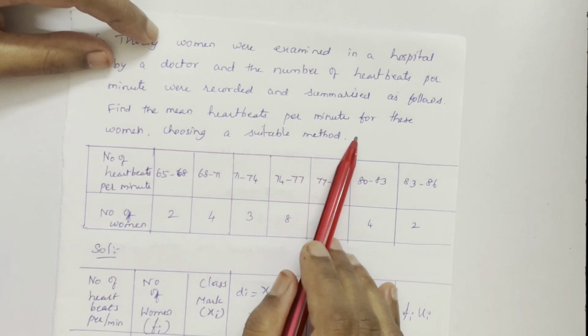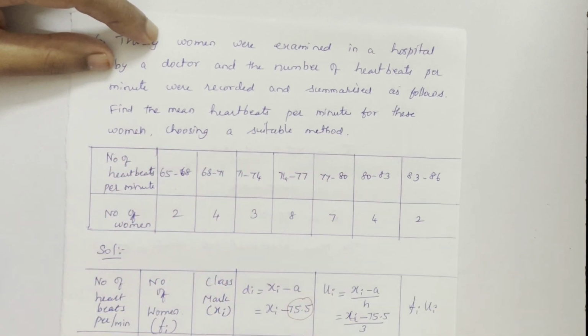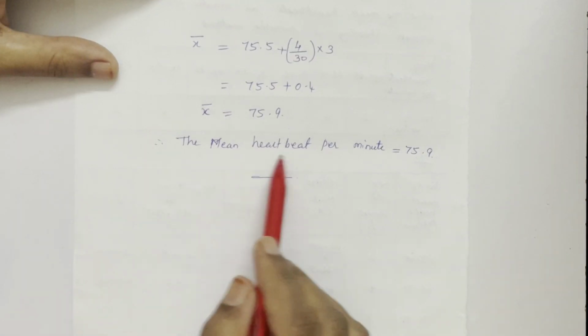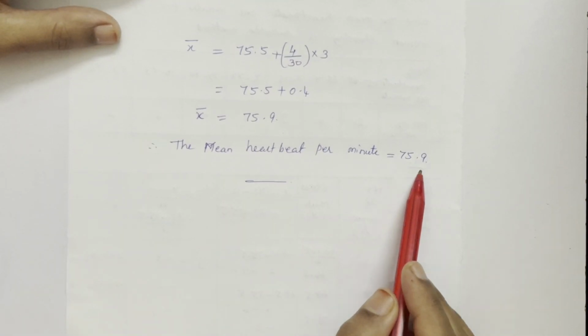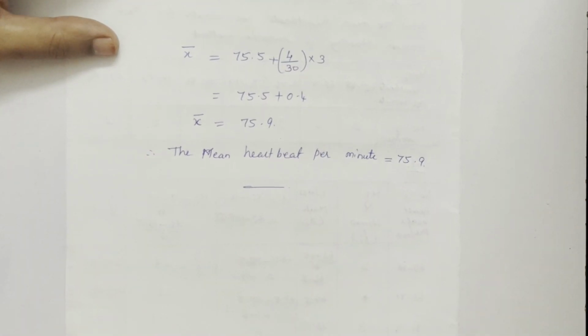Find the mean heartbeat per minute for those women choosing a suitable method. Now we found that it is 75.9. Hope you understand. Thank you.